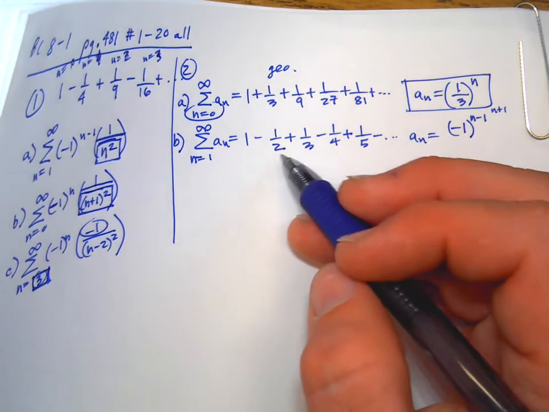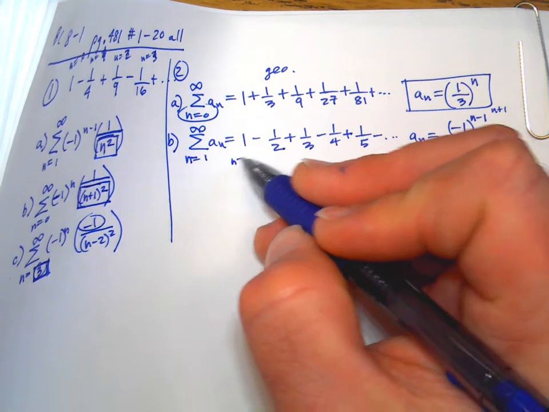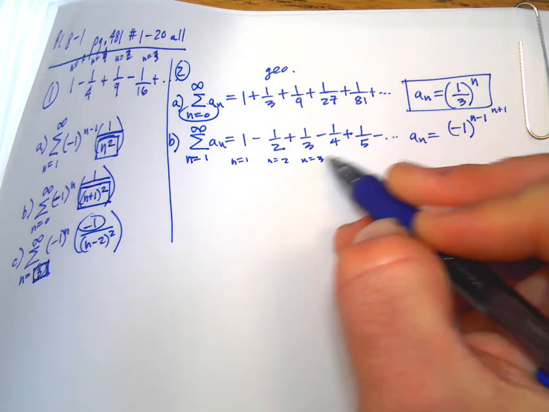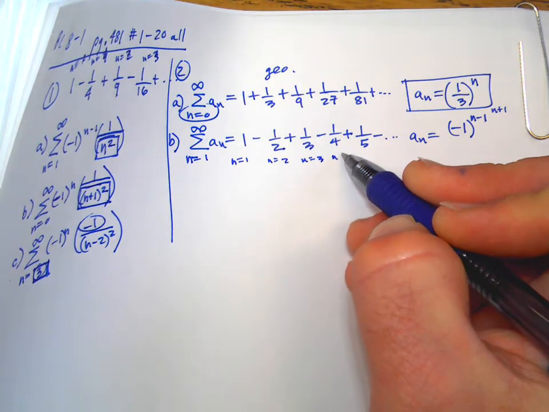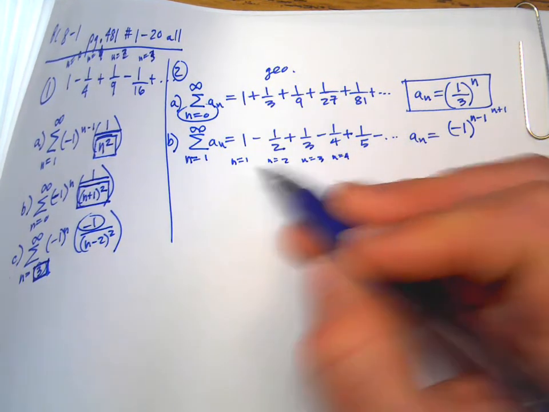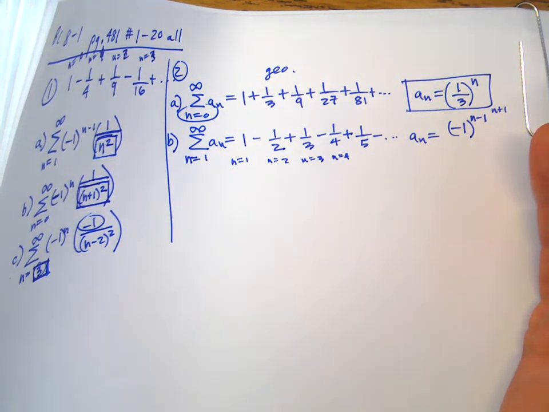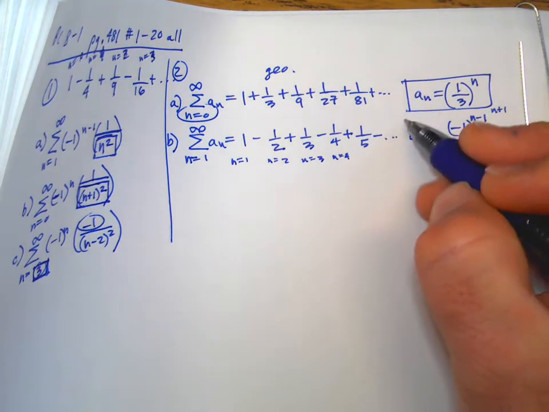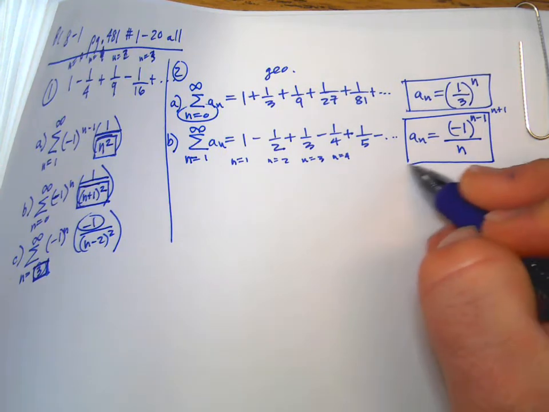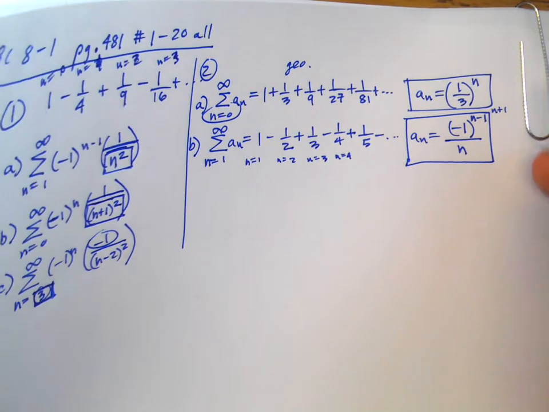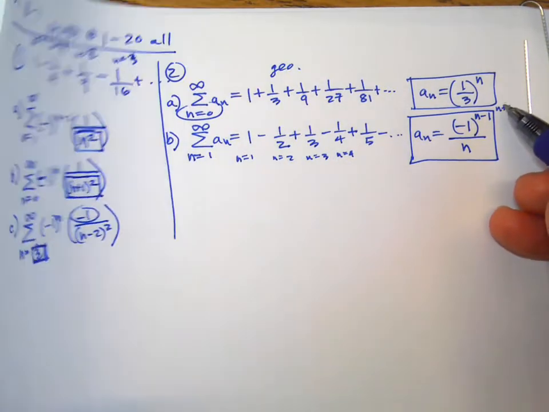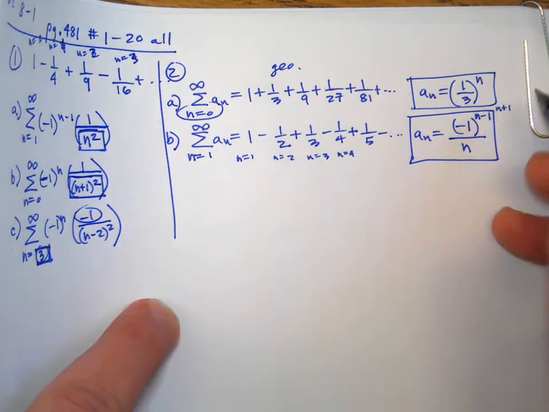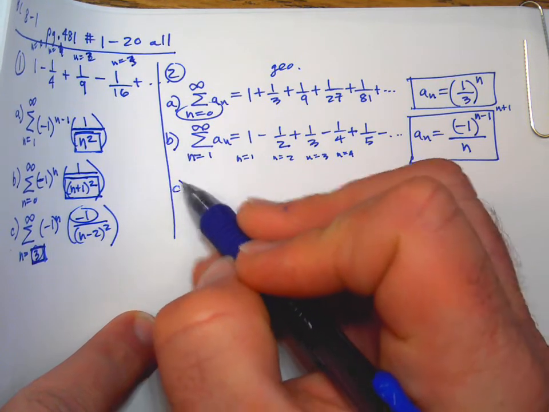The denominator is increasing. If you write this below it, n equals 1, n equals 2, n equals 3, n equals 4, you'll notice that the denominator is just whatever the n value is. So we could just say over n. Now, like I said, you have a little bit of room to change the n minus 1 on the negative 1, but this has to be n. Okay, C.